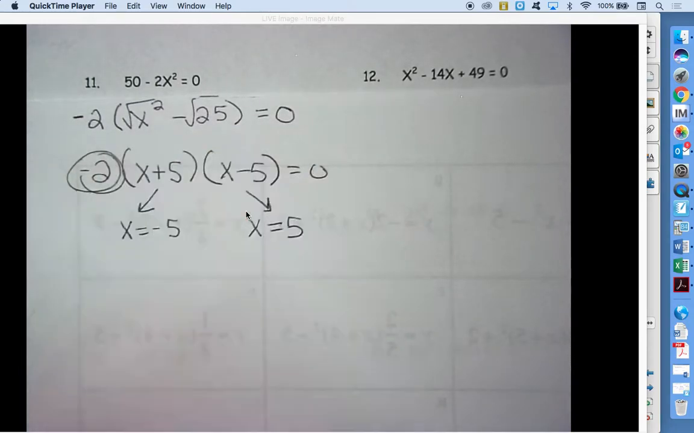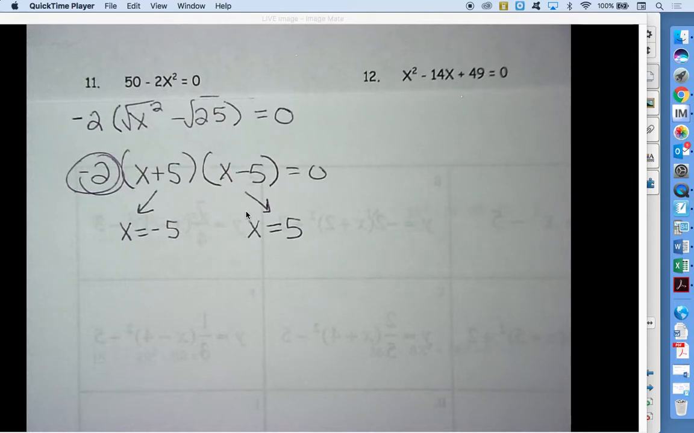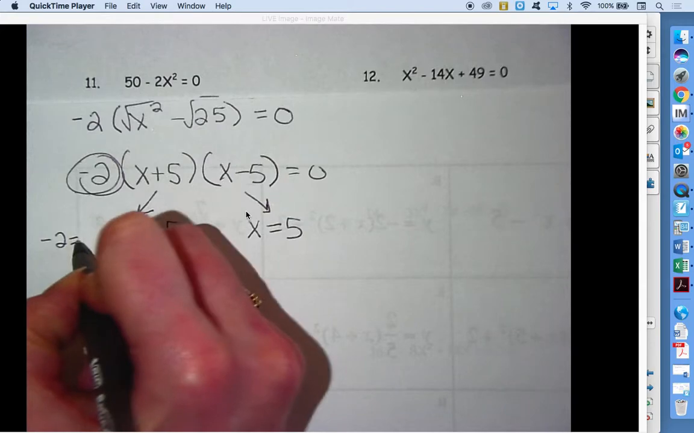What about this number here, the negative 2? Negative 2 equals 0. Yeah, so negative 2 equals 0.